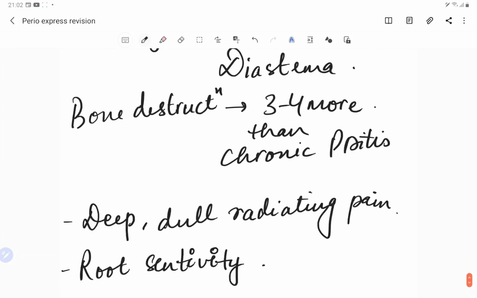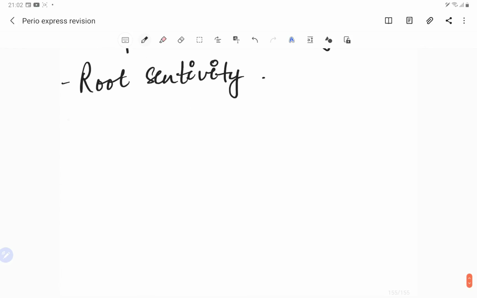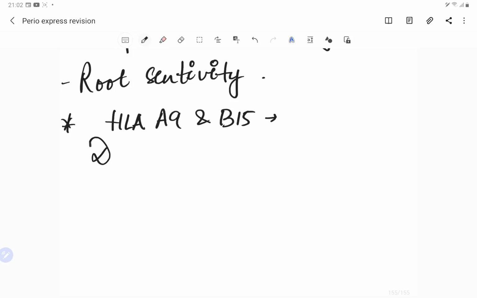And guys, you remember, we told you that aggressive periodontitis has a genetic predilection. So what are the genetic factors which are associated? HLA-A9 and B15 are commonly associated, and there is a defective PMN formation. So there are defective neutrophils. And also the monocytes are not functioning properly. So there are functional abnormalities associated with the monocytes.